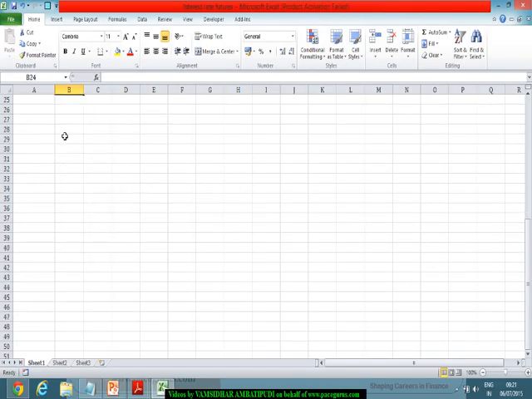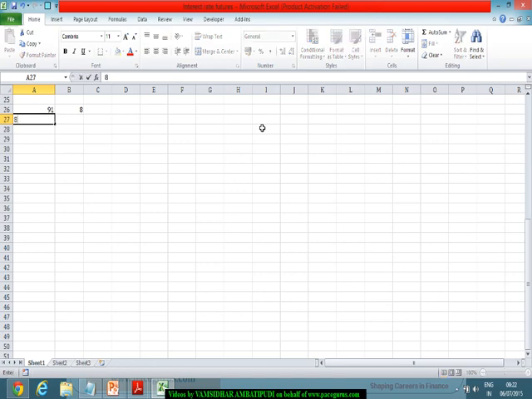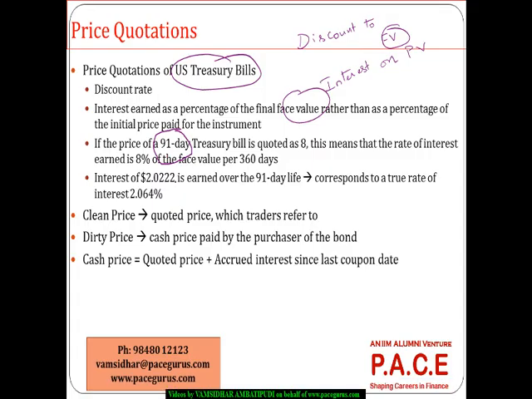A 91-day treasury bill is quoted at 8. The interest rate is 8% of the face value for 360 days. So for 91 days, what is the interest rate? I can very well get it as 8% multiplied by 91 divided by 360. So it's around 0.20222, which is the interest that we have got over the 91-day period.